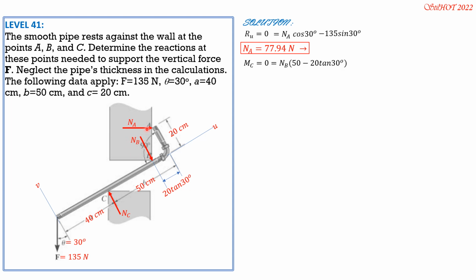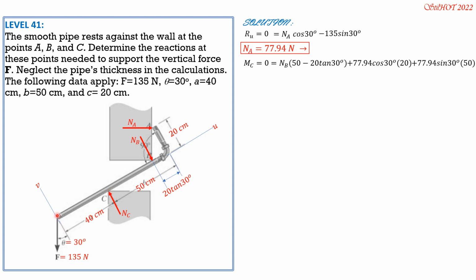The component of NA parallel to the U axis is also clockwise. So that is NA 77.94 cosine of 30. Moment arm is 20 times 20. The component along the V axis in this direction downward is also clockwise and it is NA sine of 30. This is NA sine 30, this one. So plus 77.94 sine 30, the moment arm is 50 at C.